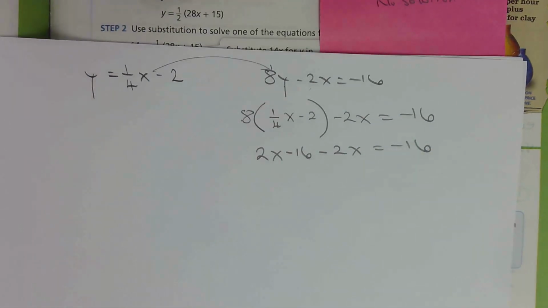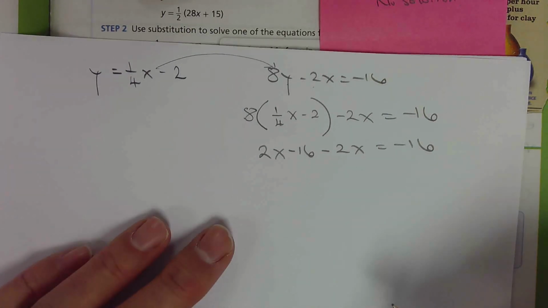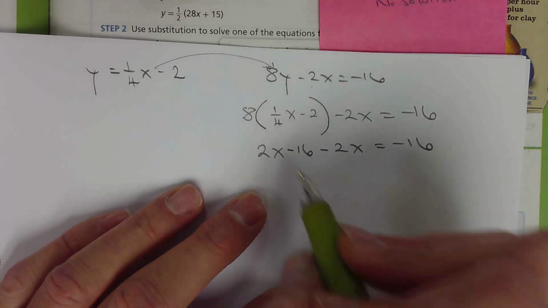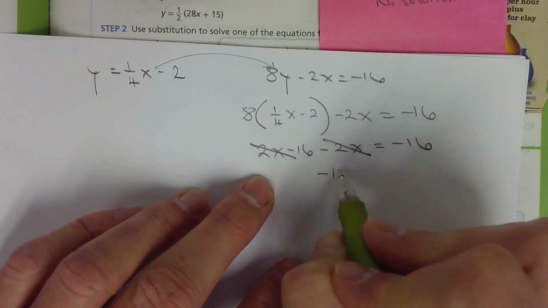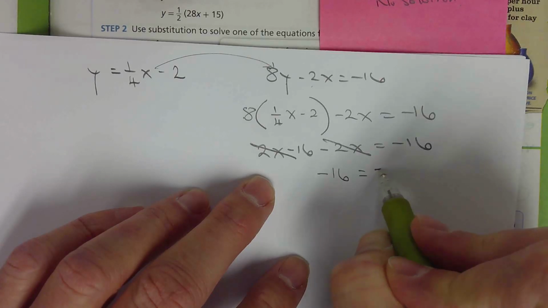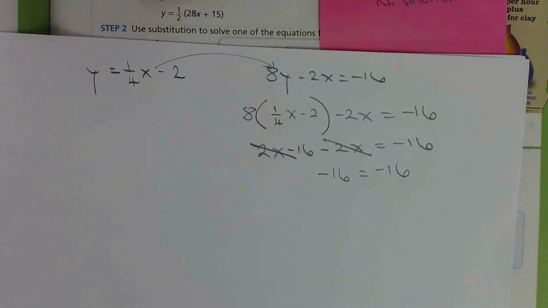Now, are there some like terms I can work with? Yes. 2x and negative 2x. So what am I left with? Negative 16 equals negative 16. Infinite number of solutions.